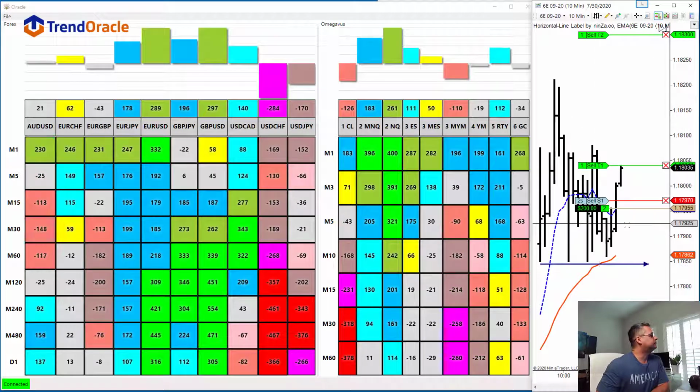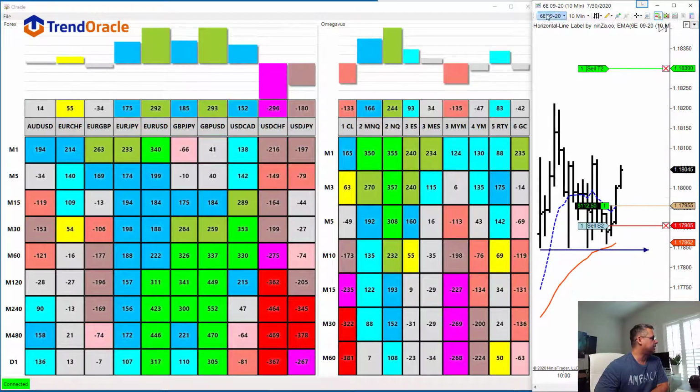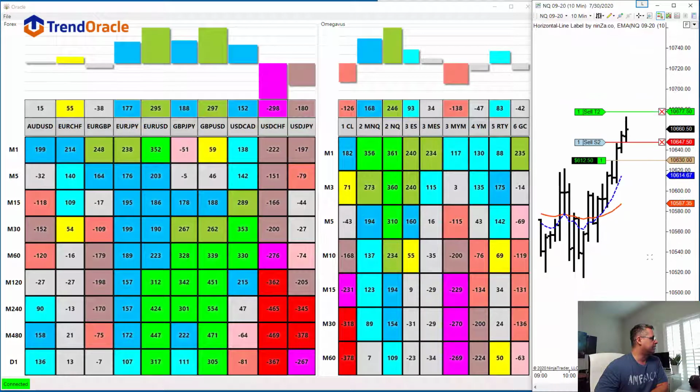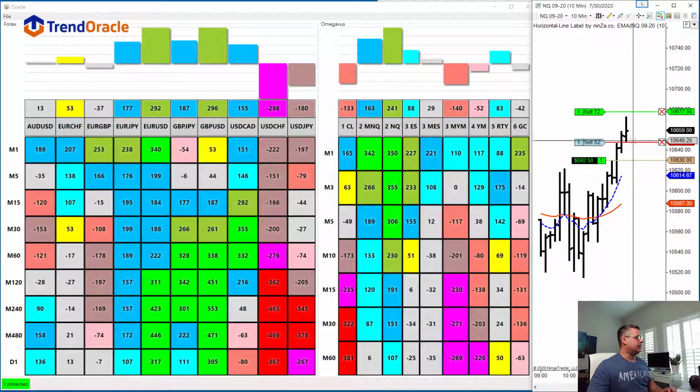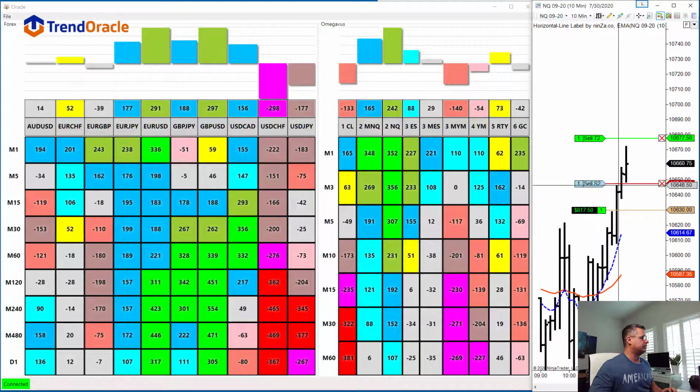Let's see. There it is, $112 on the first contracts on the euro dollar, thanks to the Trend Oracle. It's as simple as that. Let's go back into the NQ. NQ, it's still going at it. We're profiting. And in the worst case scenario, the same thing will apply. We're very much protected at this point. We either get the profits that we're looking for, or we get out with profits either way.